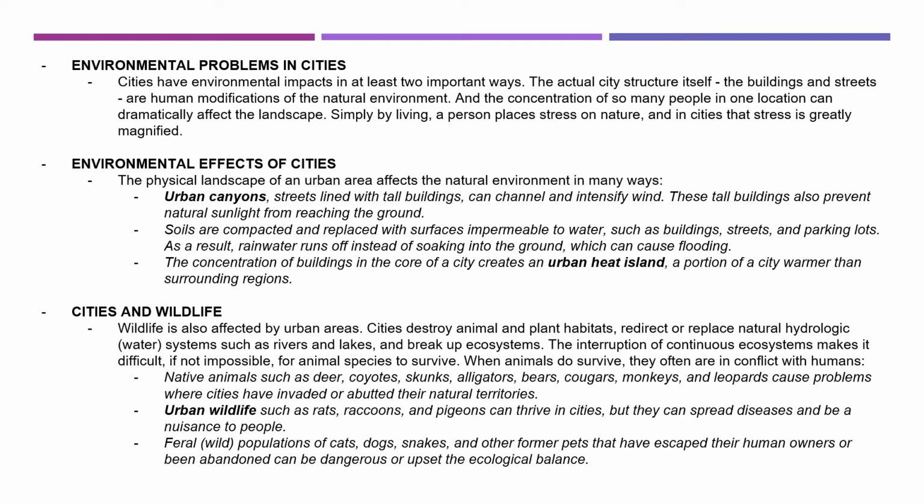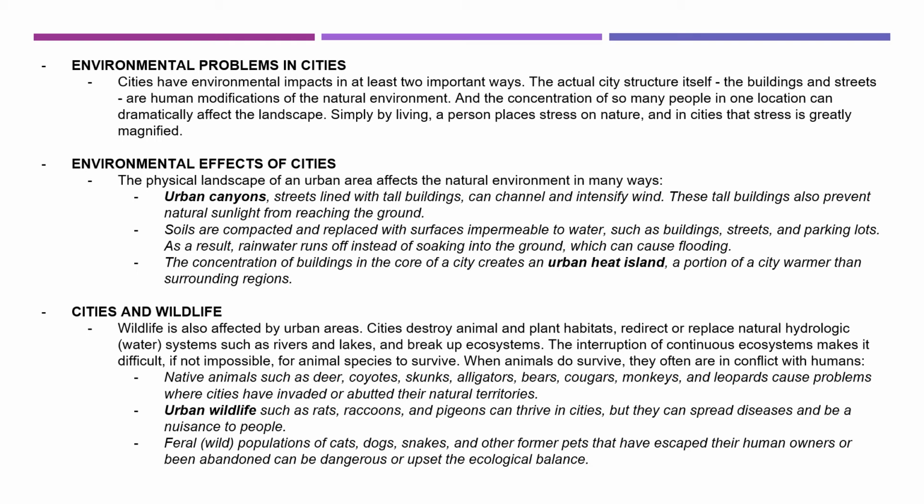The physical landscape of an urban area affects the natural environment in many ways. Urban canyons, streets lined with tall buildings, can channel and intensify wind. These tall buildings also prevent natural sunlight from reaching the ground. Soils are compacted and replaced with surfaces impermeable to water, such as buildings, streets, and parking lots. As a result, rainwater runs off instead of soaking into the ground, which can cause flooding.